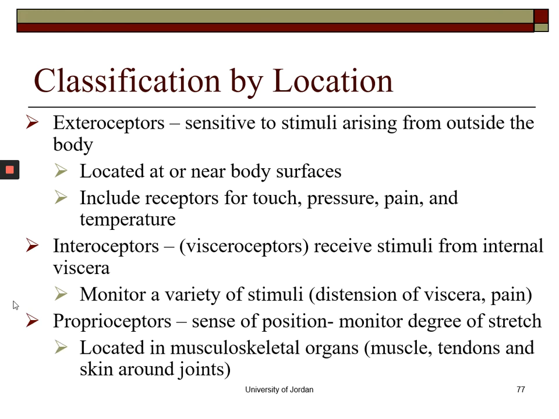Proprioceptors sense the change in position and monitor the degree of stretch. Position means joints, where joint angulation changes. Muscles, tendons. Also some touch receptors around the joint. So these are the two classifications: the first according to the modality, the second according to the location.